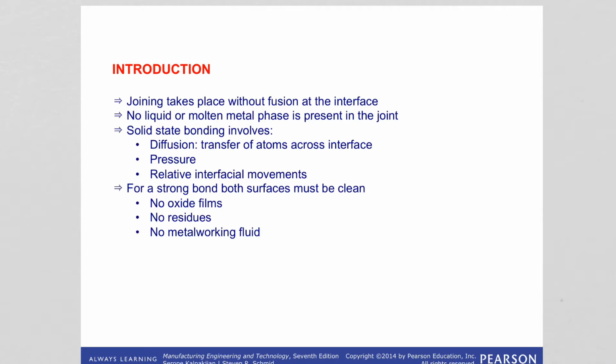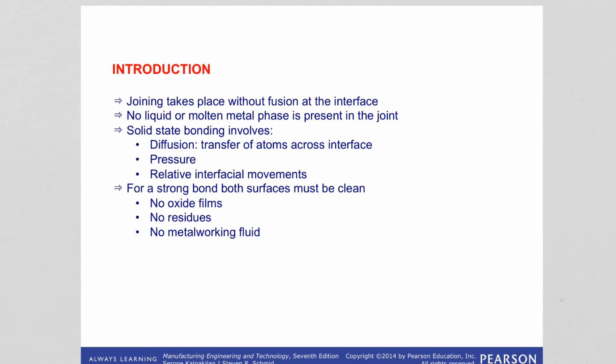So in solid state welding, joining takes place without fusion at the interface of the two parts being welded. Therefore, unlike the fusion welding process we have learned in the previous chapter, in solid state welding there is no liquid or molten phase required for joining.